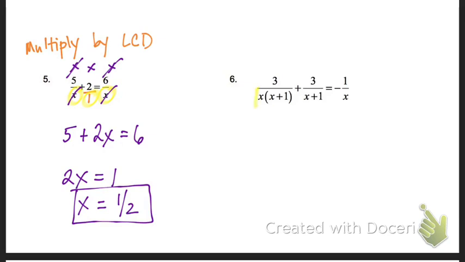Number 6, what is my least common denominator? X plus 1. So I'm going to write that above every fraction.